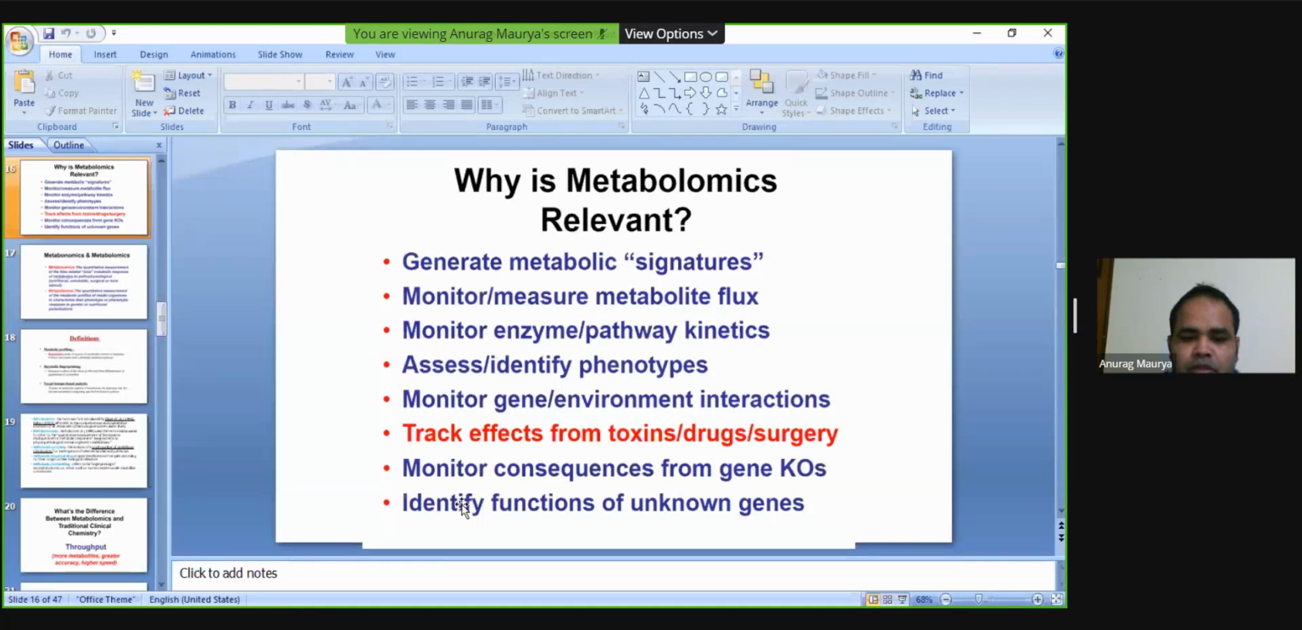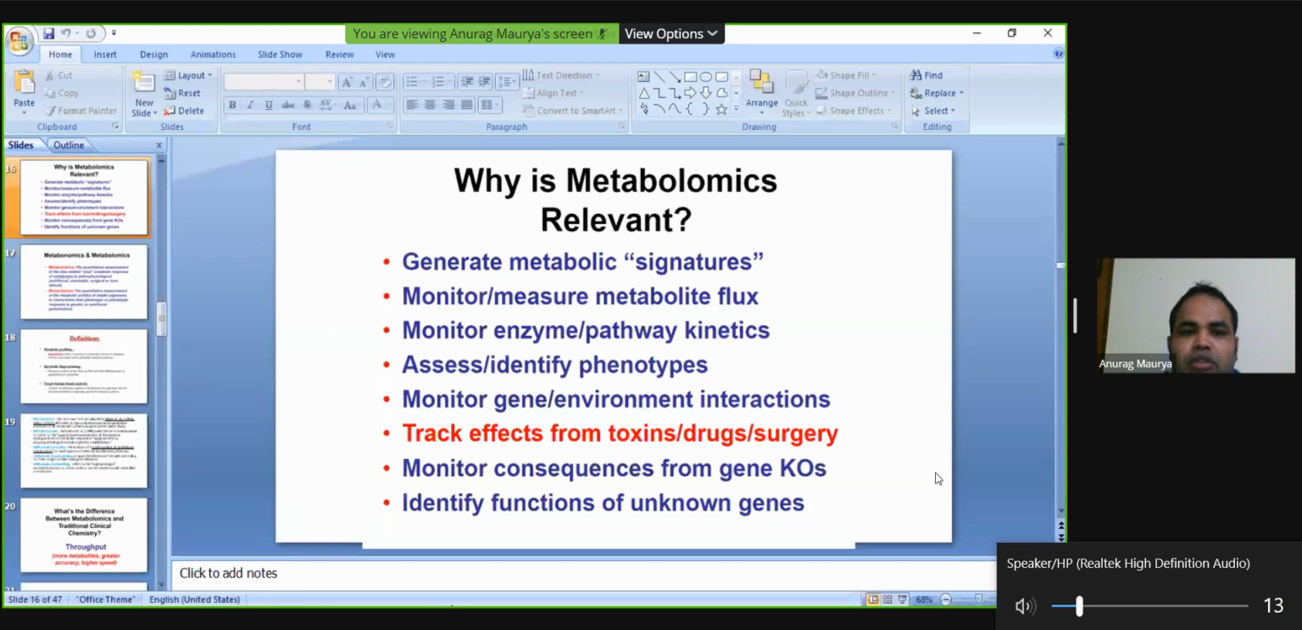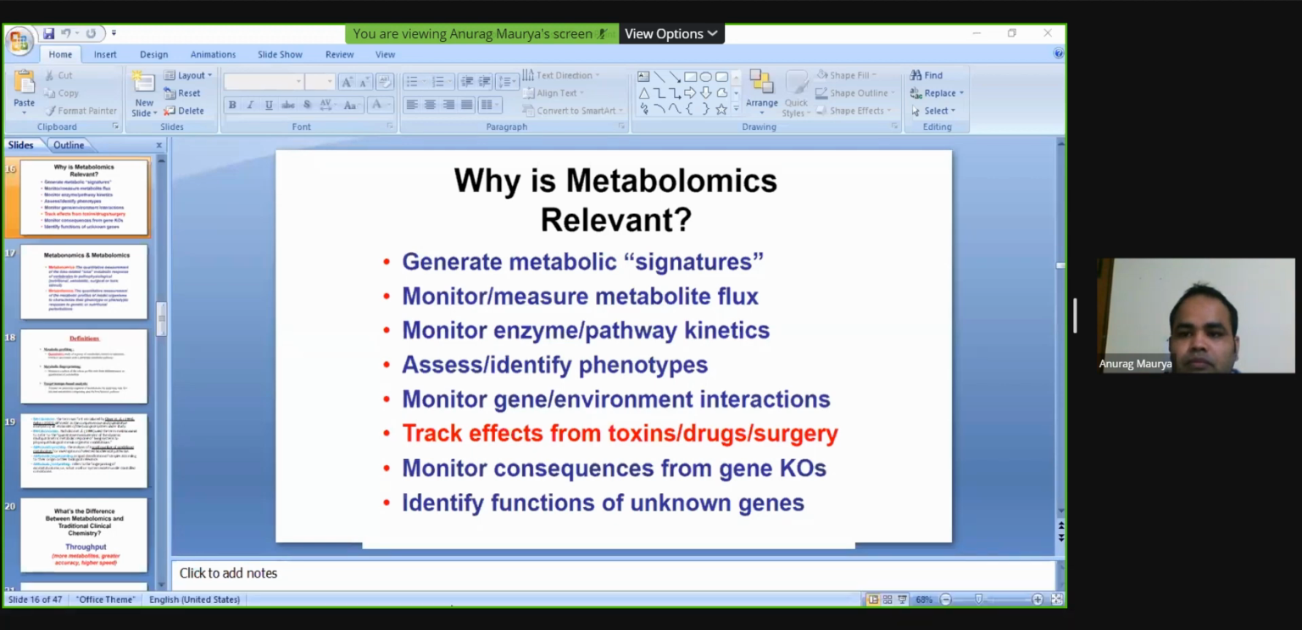This metabolic signature. So you can ask questions in between. So don't be troubled to understand this. So I had this picture.